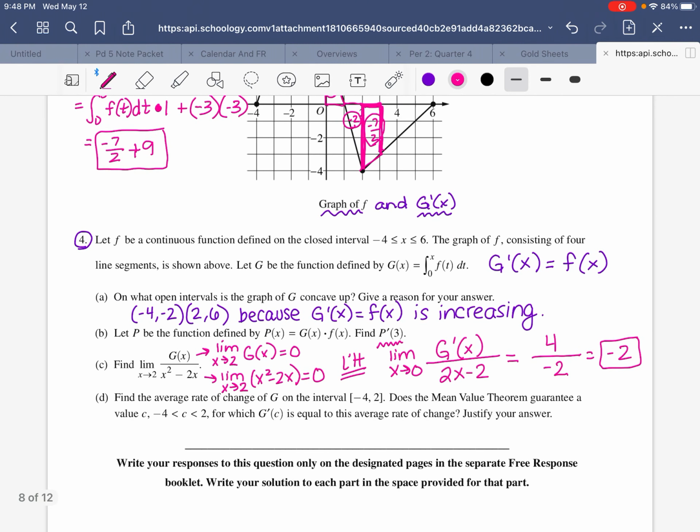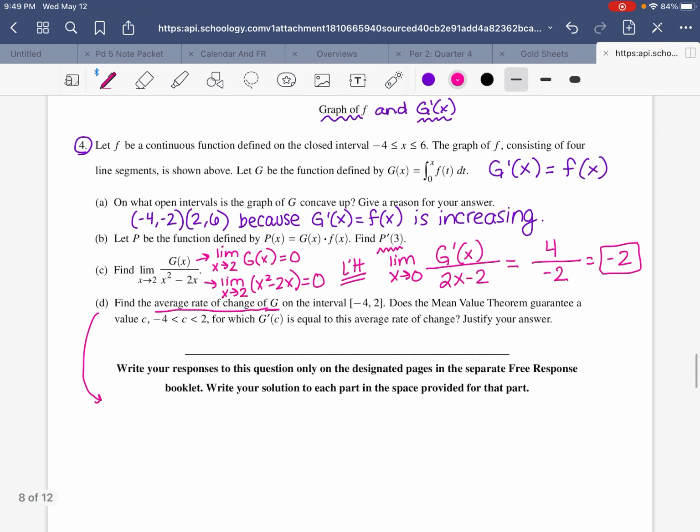So then I'm going to do the last part, part D. Part D says, find the average rate of change of G. So the average rate of change, that's a formula. That's f of b minus f of a over b minus a. But what we're going to use is g instead of f of b. We're going to say g of 2 minus g of -4 over 2 minus -4. That's going to be my average rate of change.